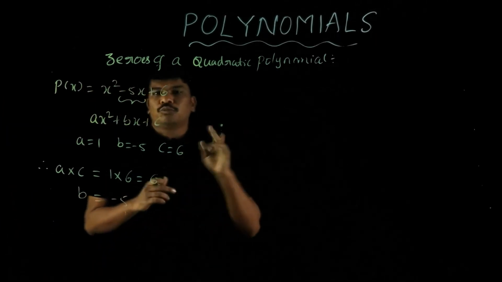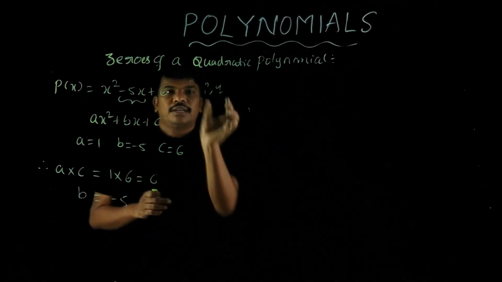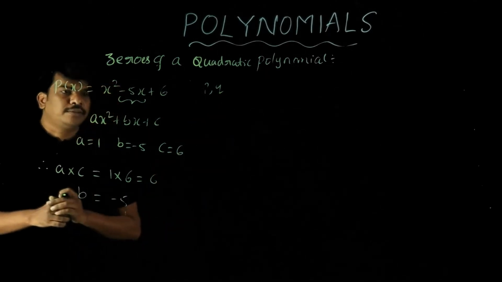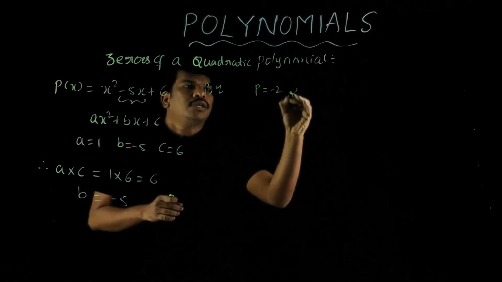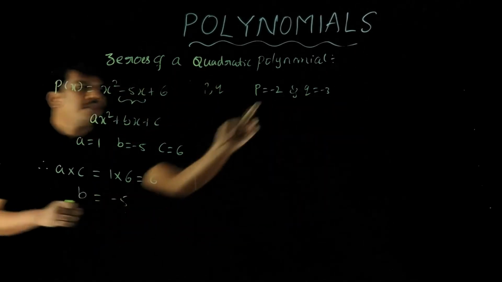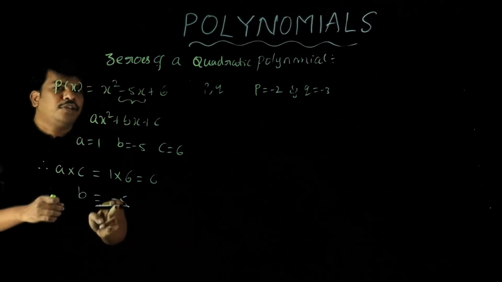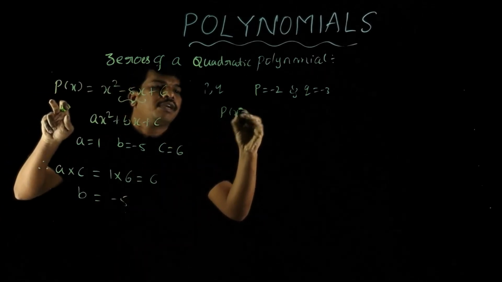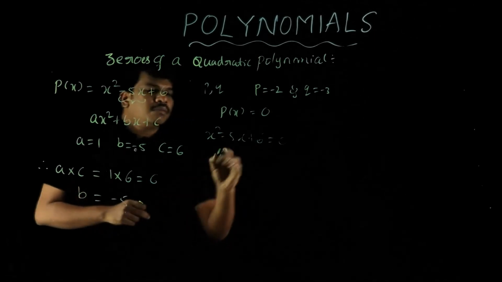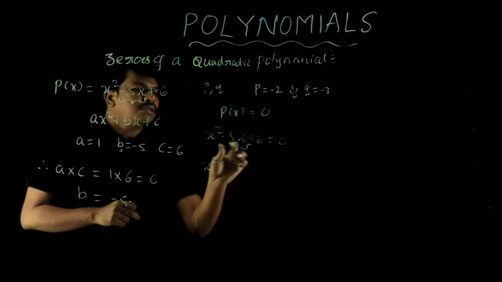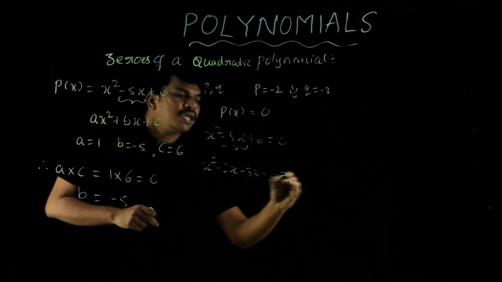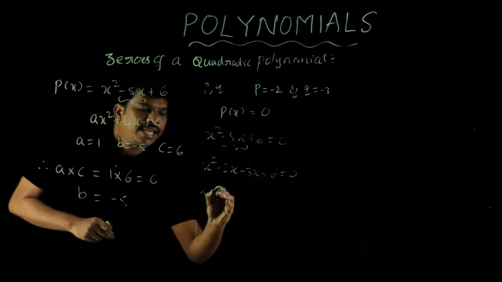Now we will find two more new numbers p, q in such a way that the product of these two numbers is equal to 6 and the sum of these two numbers is equal to minus 5. By taking p is equal to minus 2 and q is equal to minus 3, observe the product of minus 2 and minus 3 is 6 and the sum of these two terms is equal to minus 5. Therefore, the given polynomial p of x is equal to 0 means x square minus 5x plus 6 is equal to 0. By splitting the middle term here, x square as it is, minus 5x can be written as minus 2x and minus 3x, plus 6 as it is. From these two terms, we can take x as common.